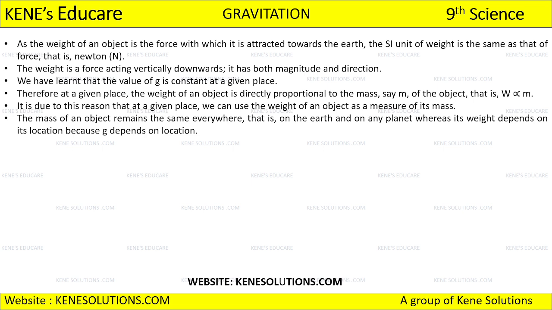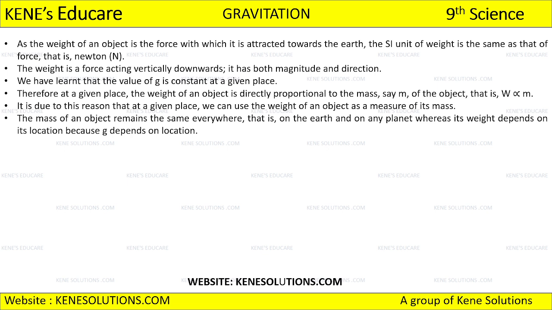And we have already learned that the value of g is constant at a given place. Therefore, at a given place, the weight of an object is directly proportional to its mass, that is m of the object. So we can say that W is directly proportional to small m, that is mass. And it is due to this reason that at a given place, we can use the weight of an object as the measure of its mass, right?